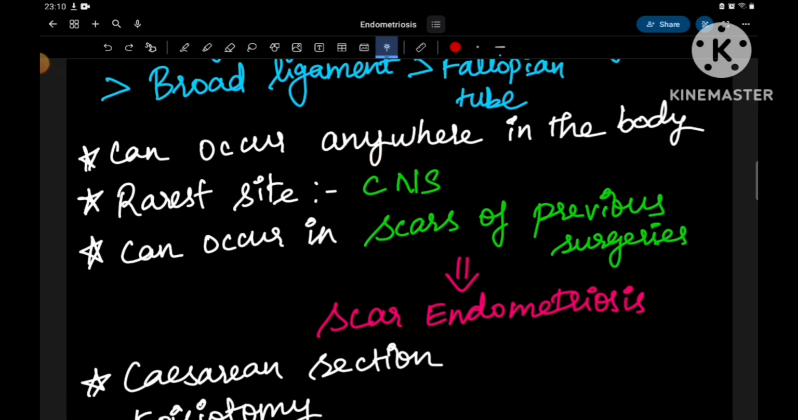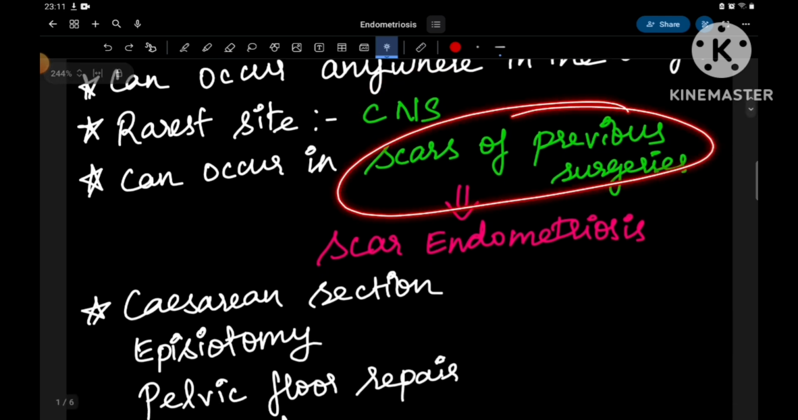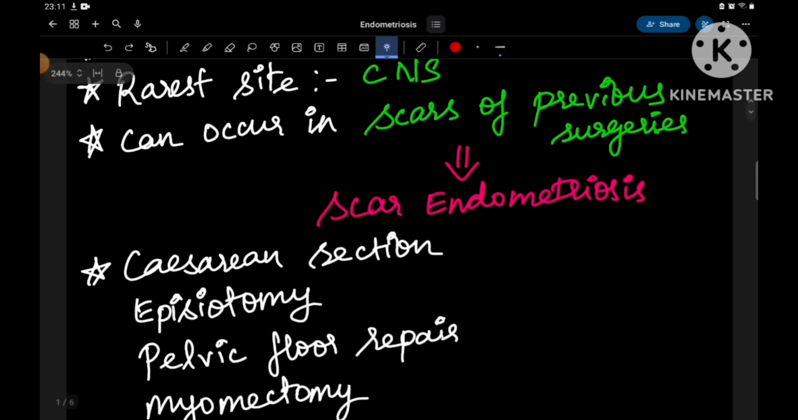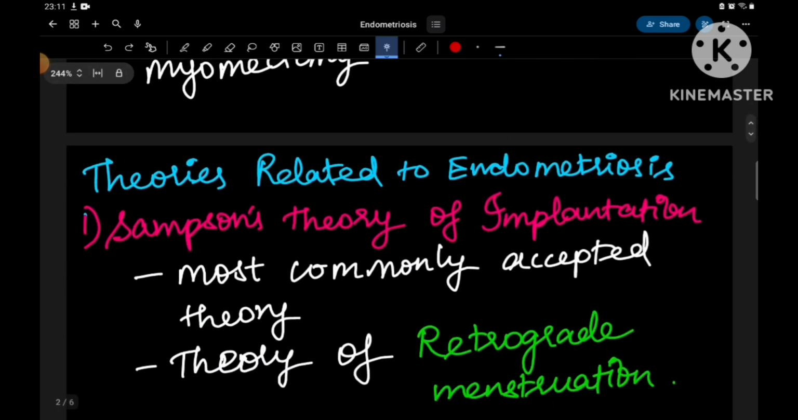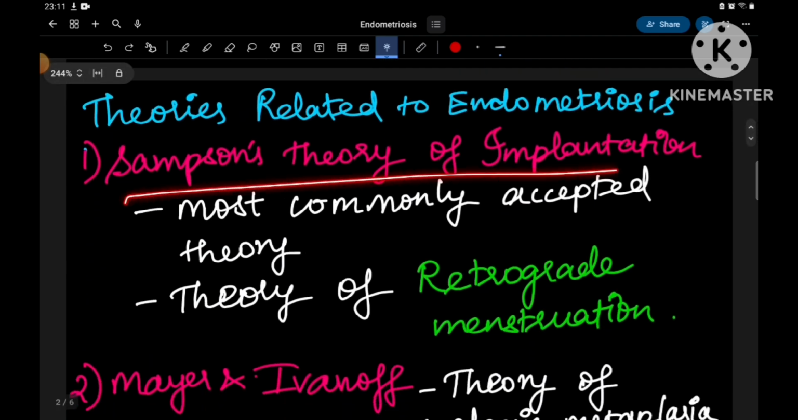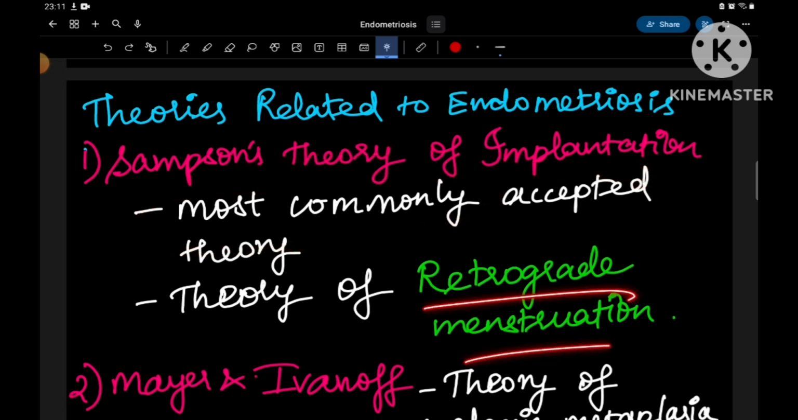Okay, it can also occur anywhere in the body, and the rarest site is brain and spinal cord. Next, it can also occur in scars of previous surgeries, which is called scar endometriosis. It can arise from cesarean section, episiotomy, pelvic floor repair, and myomectomy. What are the theories? Sampson's theory of implantation, which is the most commonly accepted theory, retrograde menstruation.